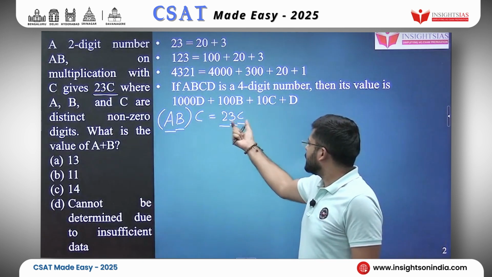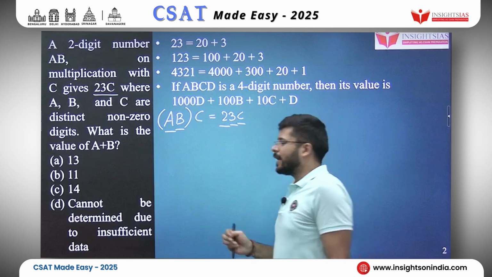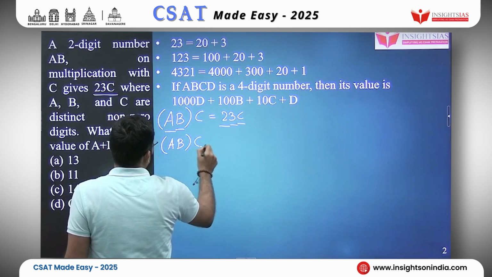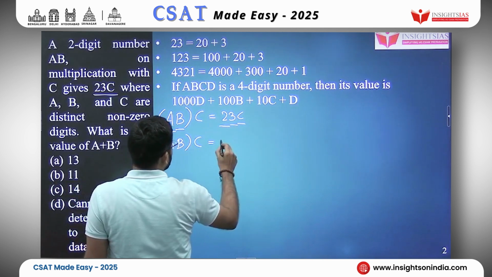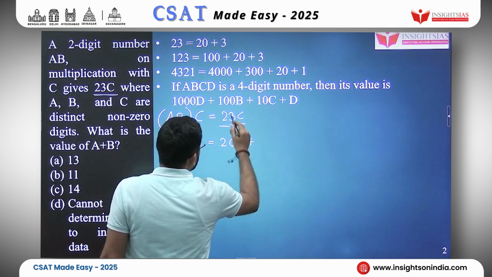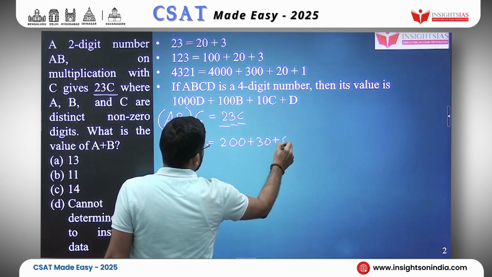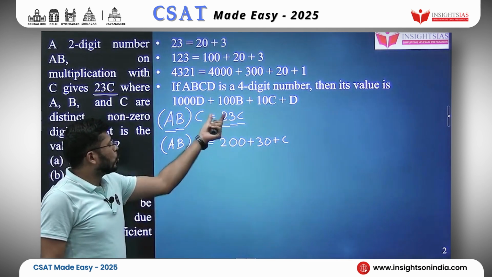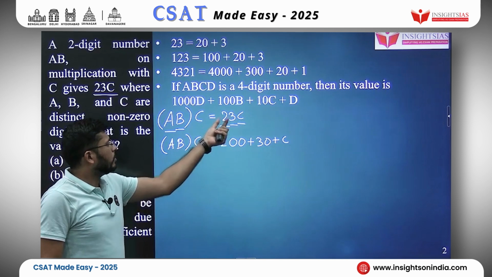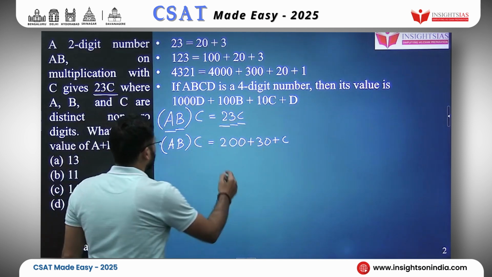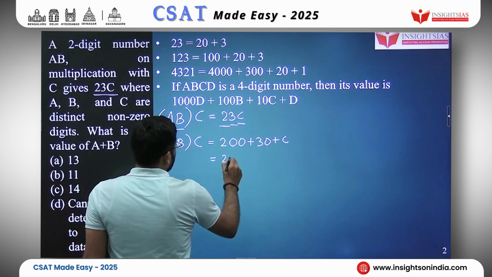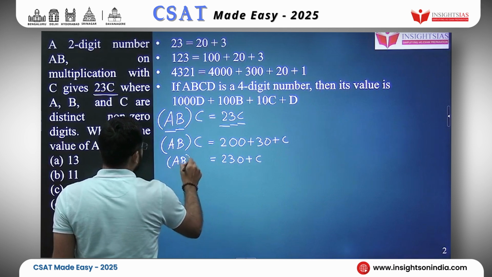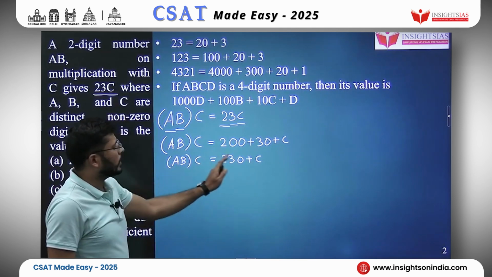How? Let's expand 23C in that format and you will understand. Let's keep AB as it is. Expanding it doesn't give any benefit to us. So this would be 200 plus 30 plus C, because C is at the units place. It would not be multiplied with anything. 2 into 100, 200, 3 into 10, 30, and C. We can further simplify it as 230 plus C. So AB, a 2-digit number, when it is multiplied with C, you get 230 plus C.